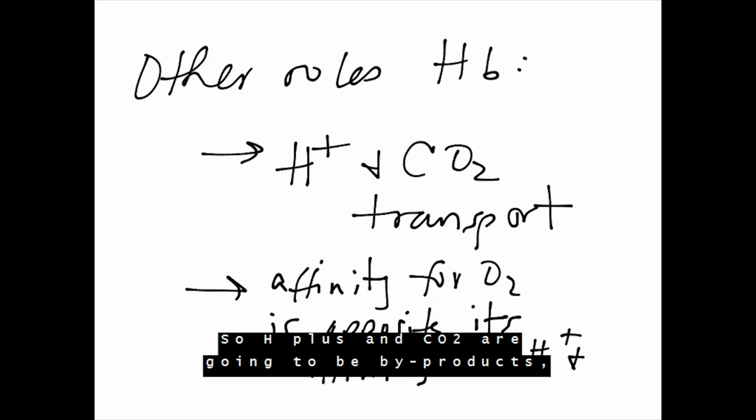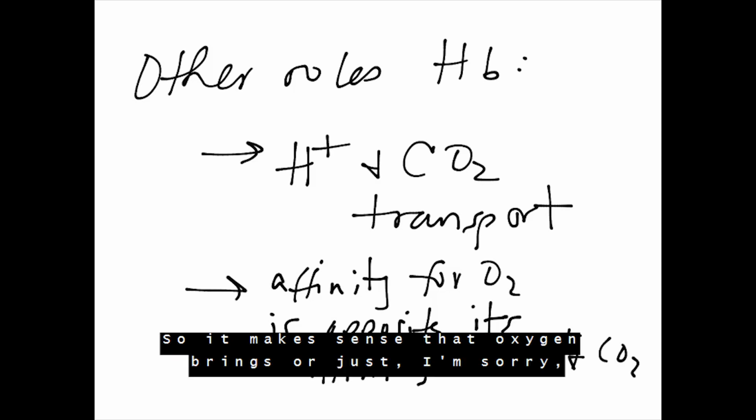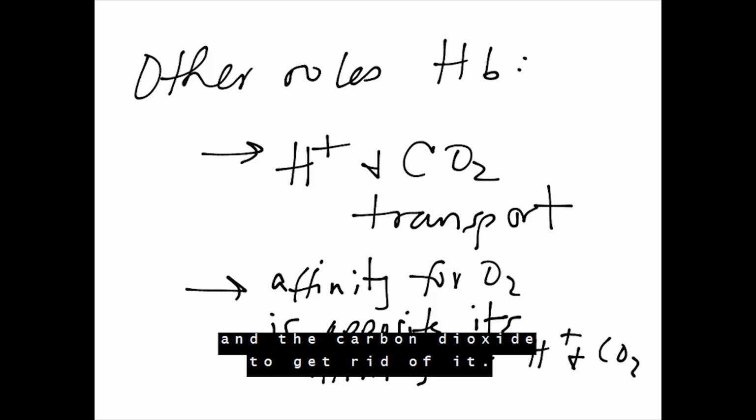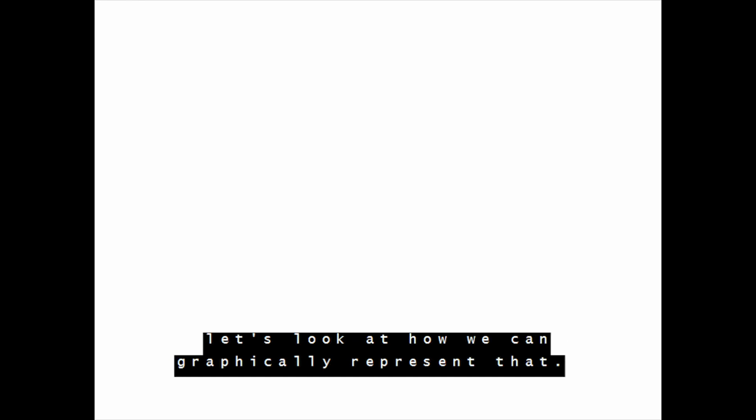So H plus and CO2 are going to be byproducts, waste products of respiration. So it makes sense that hemoglobin brings oxygen to the tissues, releases the oxygen, and then picks up the H plus and the carbon dioxide to get rid of it. So let's take a look at a little bit how that works and how it affects. Since we know it has an opposite effect or opposite affinity than it does for oxygen, let's look at how we can graphically represent that.